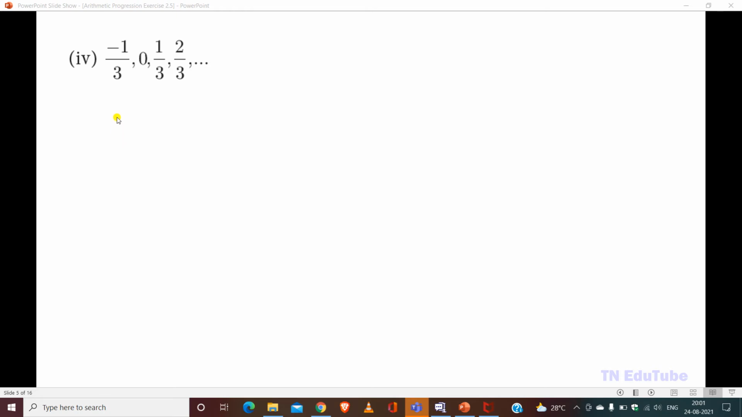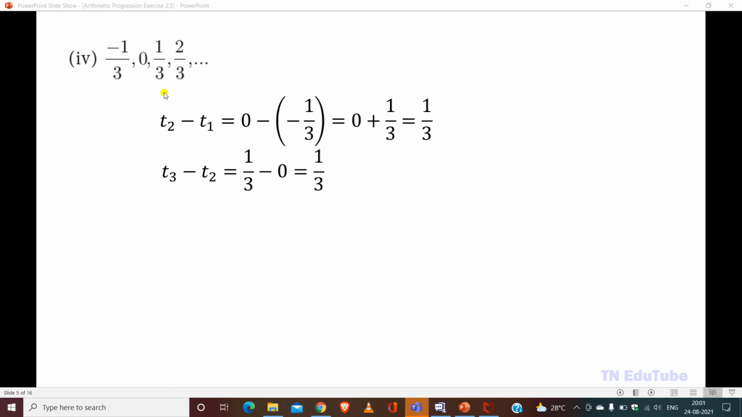Then the fourth question, Roman letter 4: minus 1 by 3, 0, 1 by 3, 2 by 3. 4 terms are there. T2 minus T1, you get 0 minus minus 1 by 3. So minus into minus you get plus 1 by 3. Then T3 minus T2, 1 by 3 minus 0. So again you get 1 by 3.